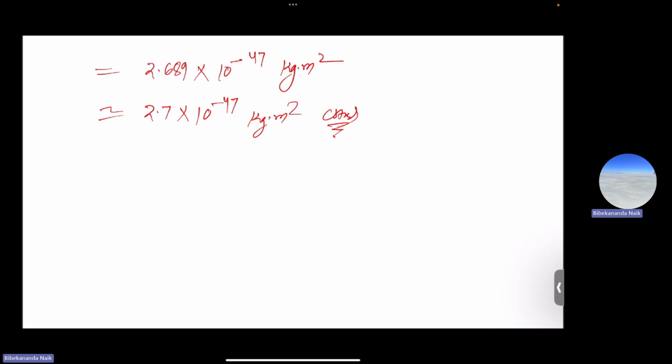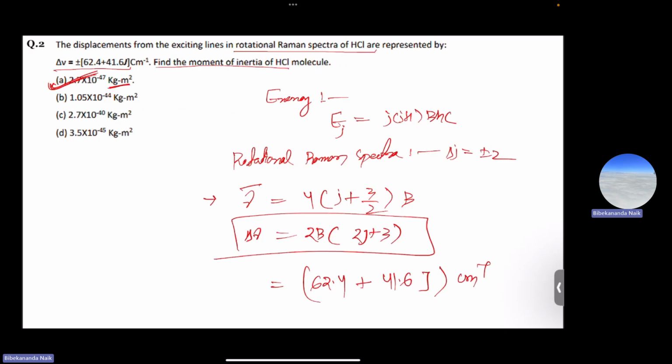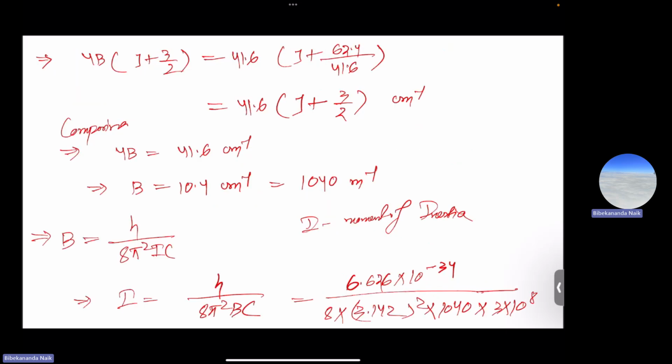So the correct option will be option A. Basically this question was related to rotational Raman spectra, and the expression for the wave number of transition is given by 4B(J + 3/2). If you compare it to the given expression for the wave number, we found that 4B is 41.6 centimeter inverse.